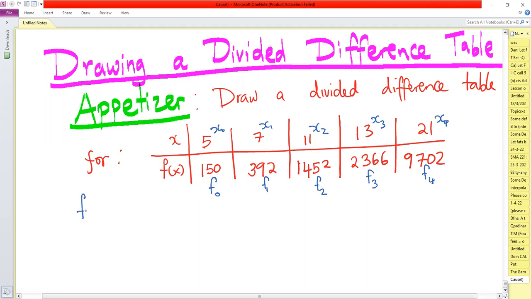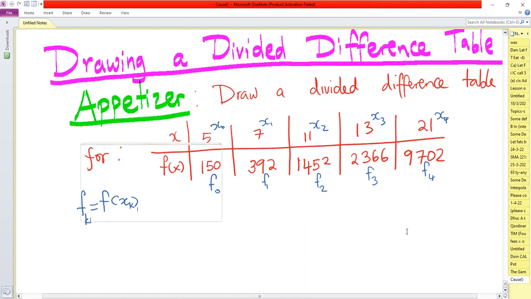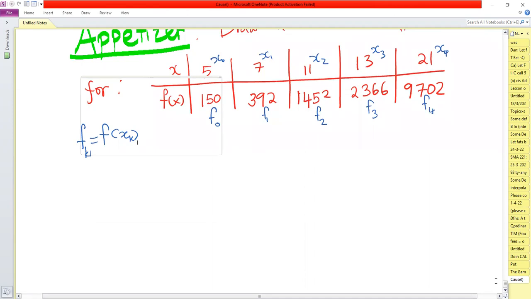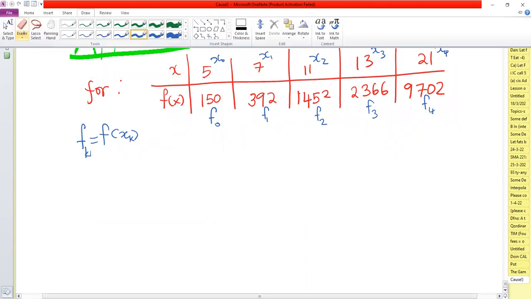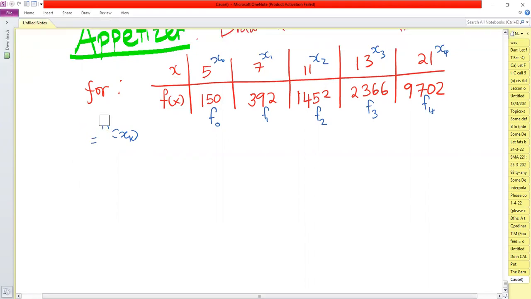Remember, by definition, f sub k means the value of the function at xk. So f0 simply means the value of the function at x0. F1 means the value of the function at x1, etc. So to draw a divided difference table, we'll have a table of values for x and the function f.